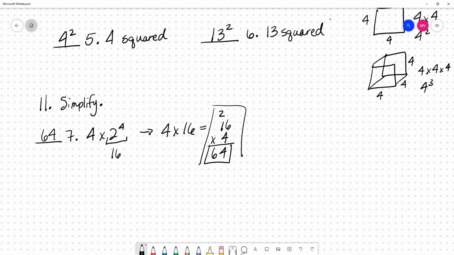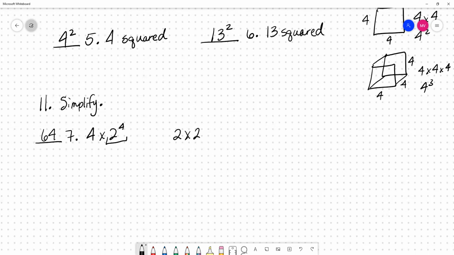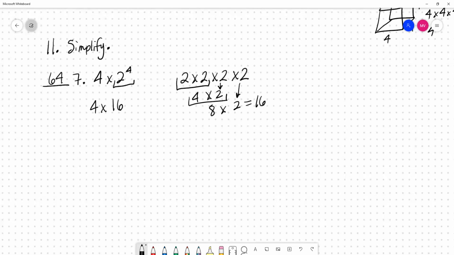Yeah. All right. So really, the way that you should probably work that out, Julian, is to go ahead and solve that long ways. So 2 times 2 times 2 times 2. And then you just use order of operation. 2 times 2 is 4, times this 2 is 8. And then you have your last one, gives you 16. So then you have 4 times 16, which equals 64. All right, let's look at the next one.